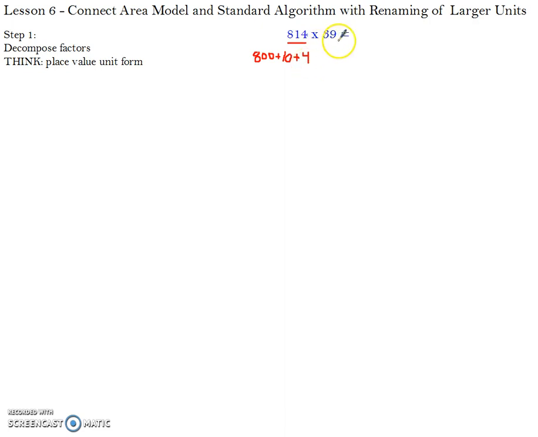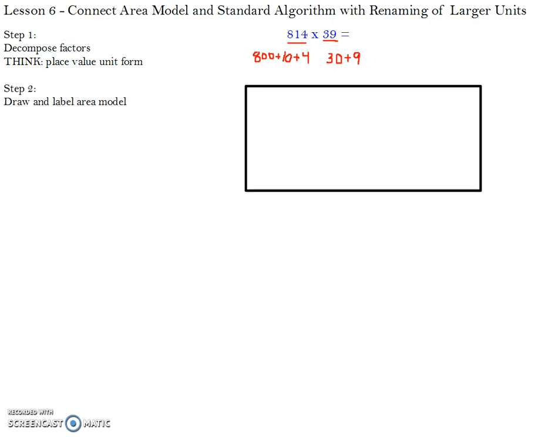Then I would move on to 39 and decompose that. My 3 is in the tens place value, so that would equal 30 plus 9, that is in the ones value, so that is equal to just 9. Here I have two separate equations decomposing my two values.